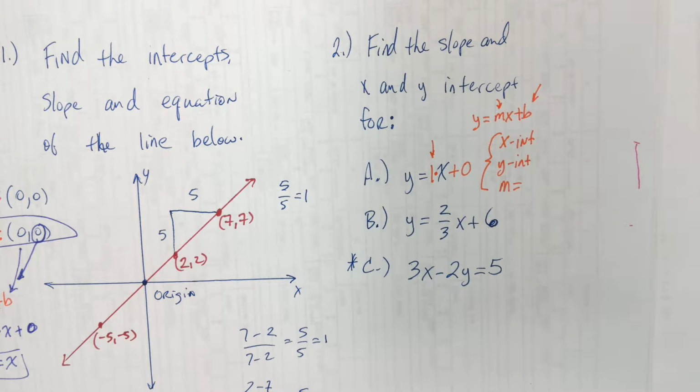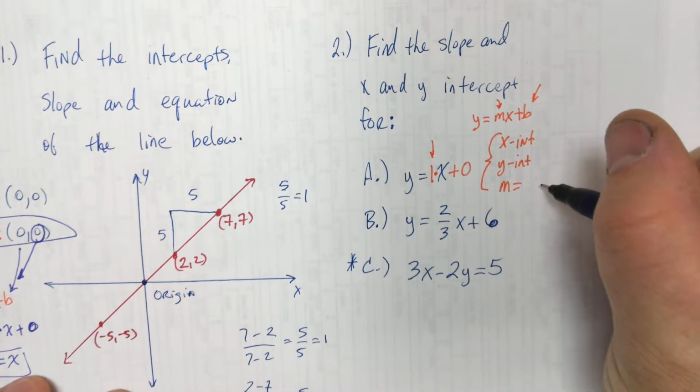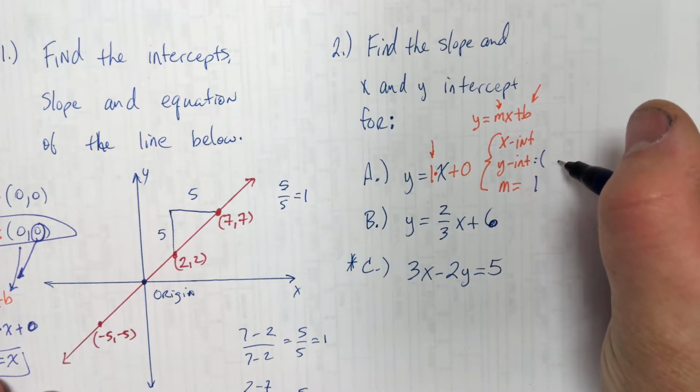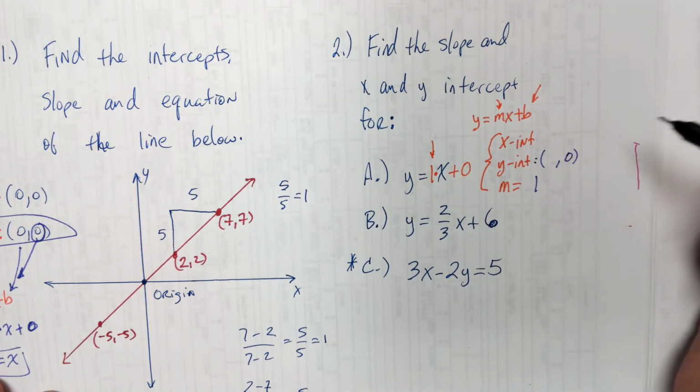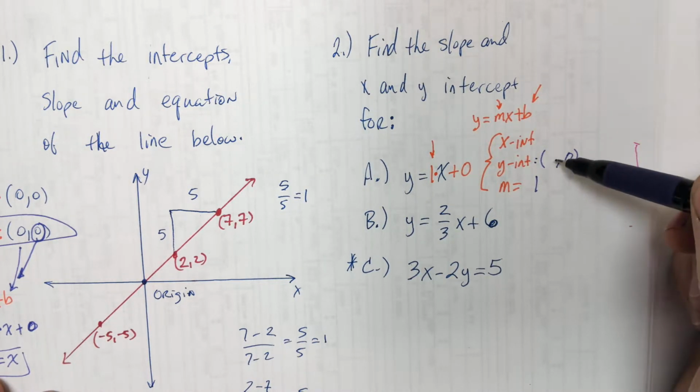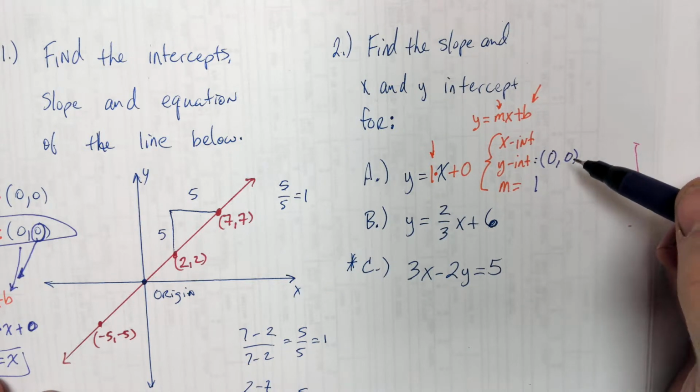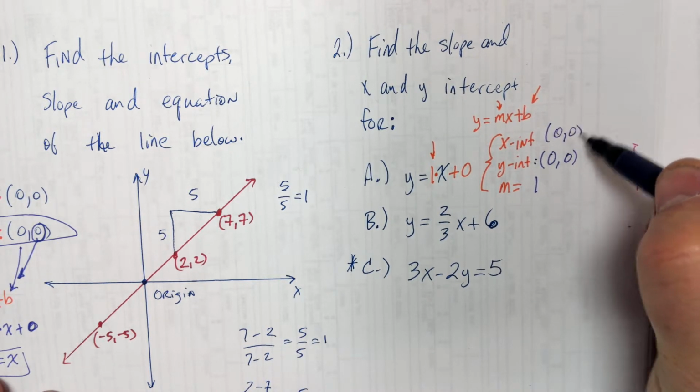Okay, the tricky part were those things I wrote in orange, recognizing that. So the slope is positive 1, no problem. The y-intercept is 0. And remember, what does x equal for all y-intercepts? 0. So that means that it goes through the origin, so they're both the same.